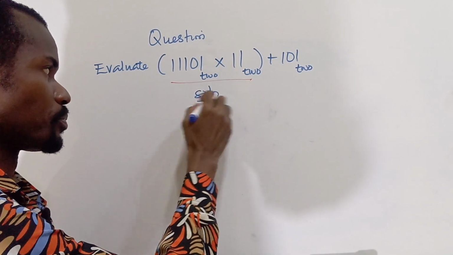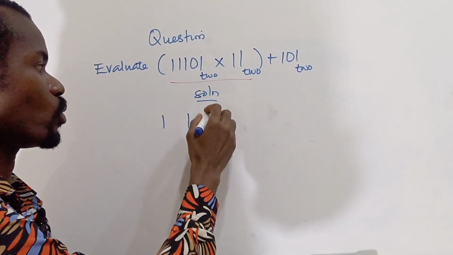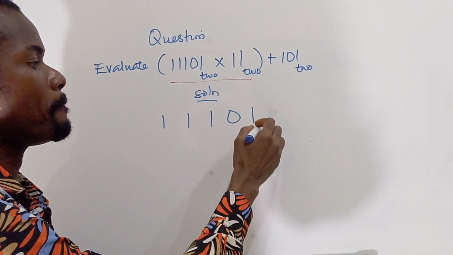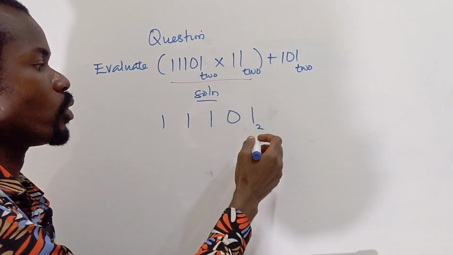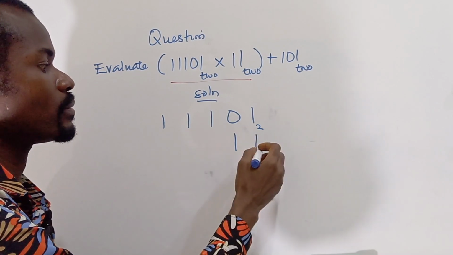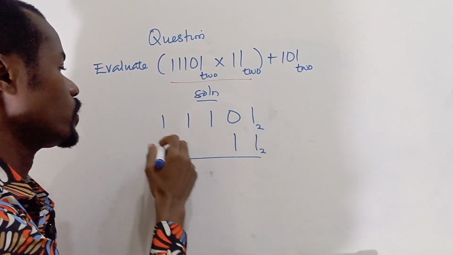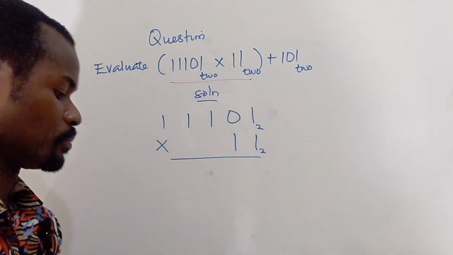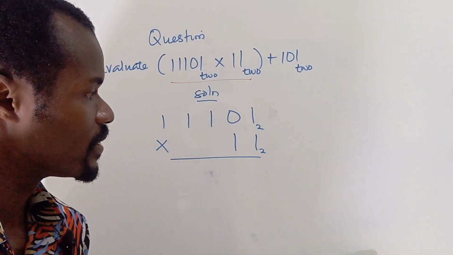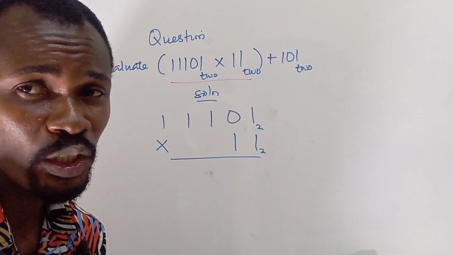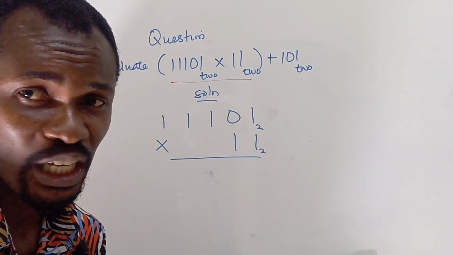So our solution, I have 11101 base 2, and we have 1, 1. I'm going to arrange it like this, base 2. So we are doing what? Multiplication. Alright, so it's very, very simple. We are going to do it like the usual method of multiplication.